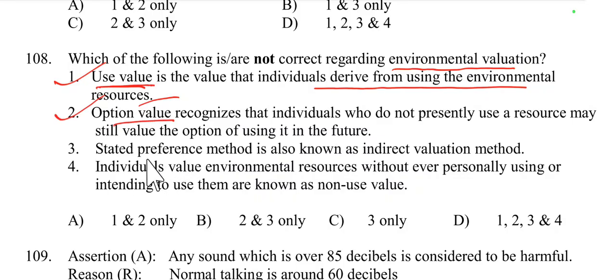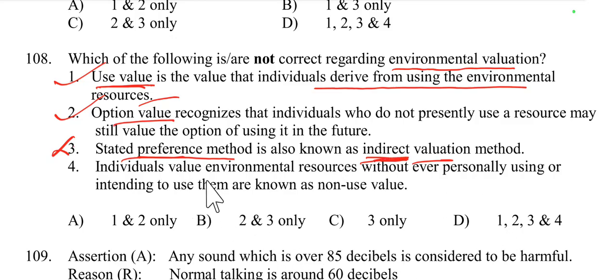Then third is, stated preference method is also known as indirect valuation method. No, it is direct valuation, not indirect. Option 3 is incorrect because it directly asks individuals to state their preferences or values for a good or service, unlike revealed preference method which infers values from observed behavior, making them indirect valuation methods. Revealed preference is indirect, but stated preference method is direct, not indirect. So option 3 is incorrect.